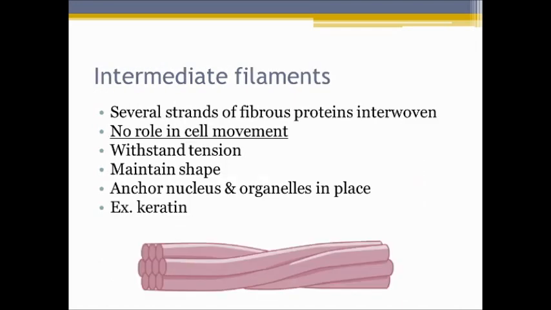Intermediate filaments, such as keratin, provide more of a structural framework rather than playing a role in cell movement. Intermediate filaments help to withstand tension, help to maintain the shape of the cell, and anchor the nucleus and organelles in place.